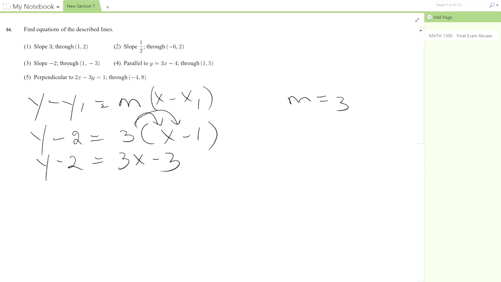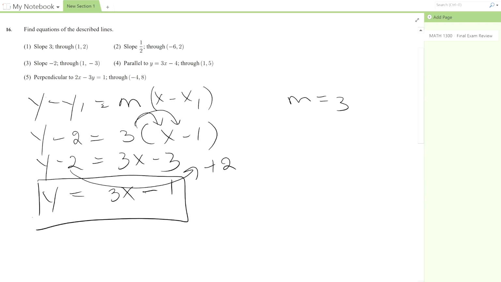Now I can go ahead and move the 2 to the other side of the equation. It becomes plus. So I get y equals 3x minus 3, and then we have plus 2. I get a negative 1. So this is the equation of a line for this problem 1. Let's go ahead and work on problem 2.